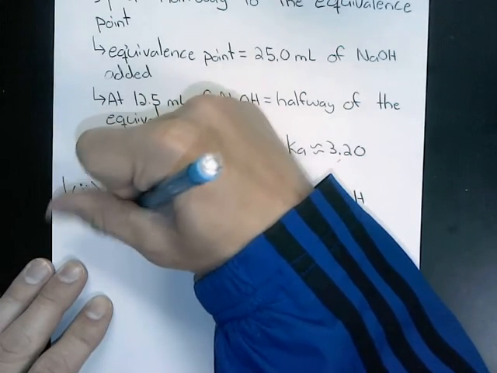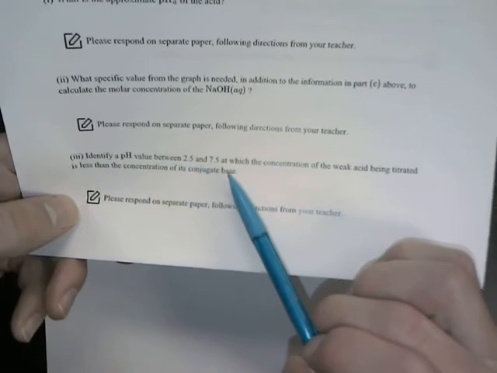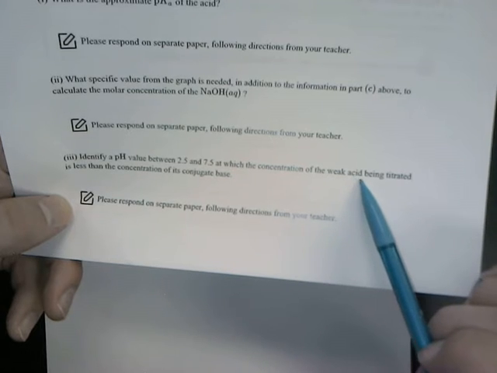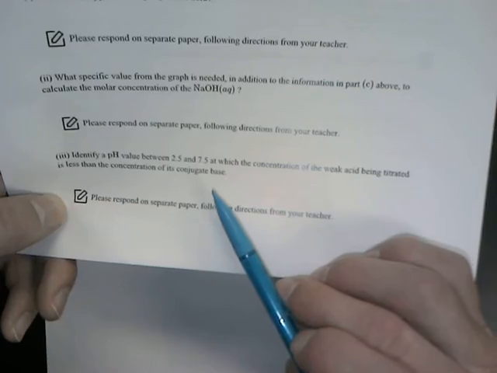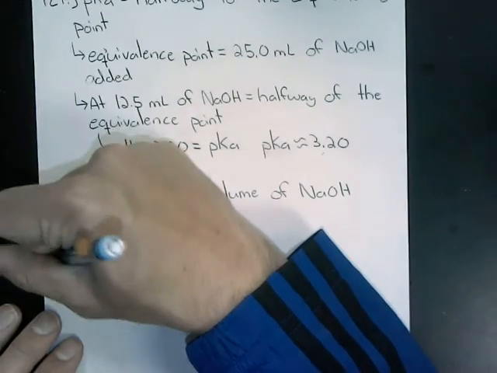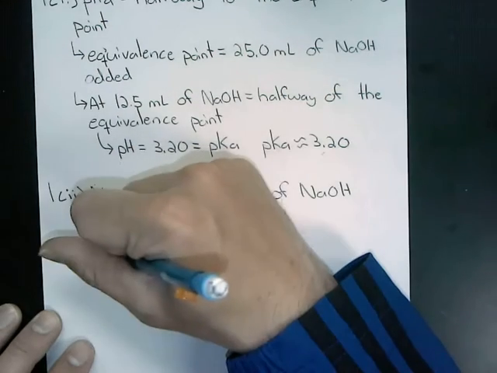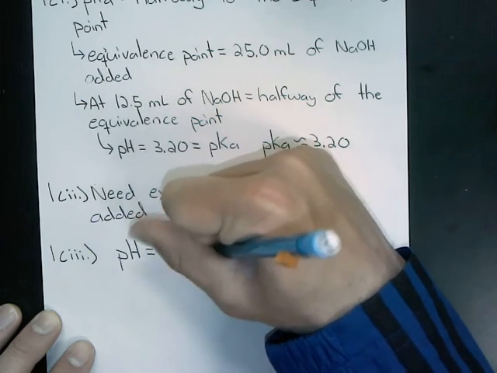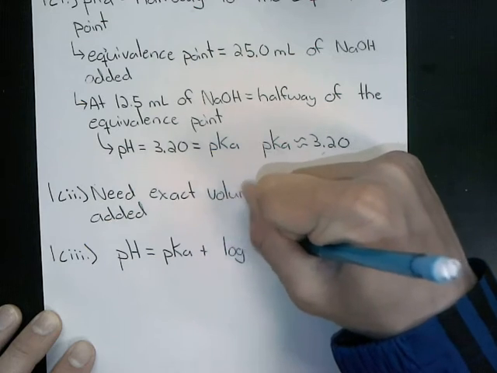Okay, moving on here. Again, we have another hypothetical question for 1C3. It says, identify a pH value between 2.5 and 7.5 at which the concentration of the weak acid being titrated is less than the concentration of the conjugate base. All right, so I'm going to start out here with the Henderson-Hasselbalch equation, which says our pH is equal to our pKa plus the log of our base over our acid, okay?